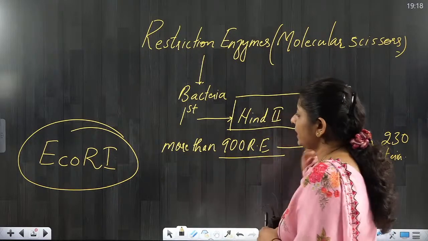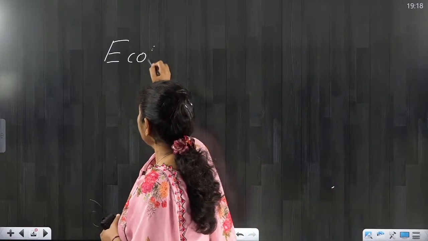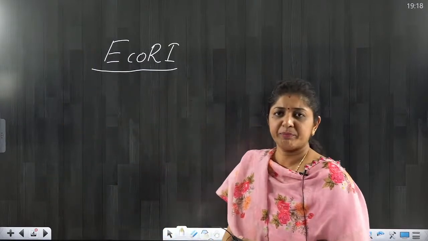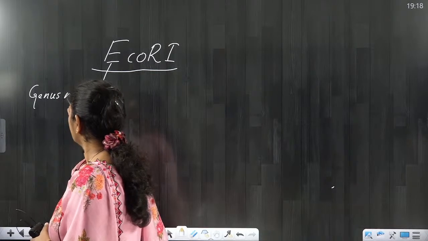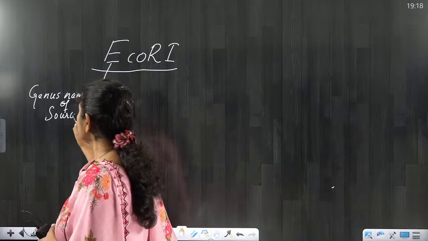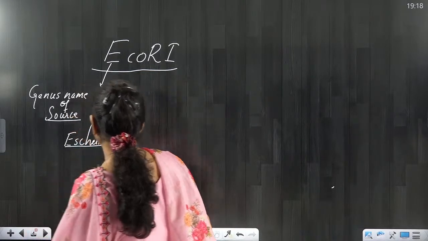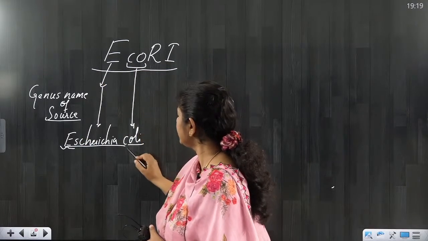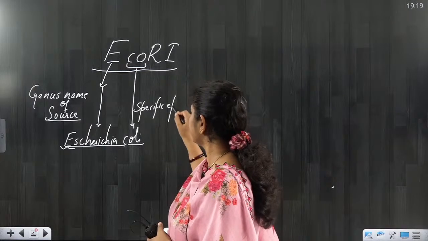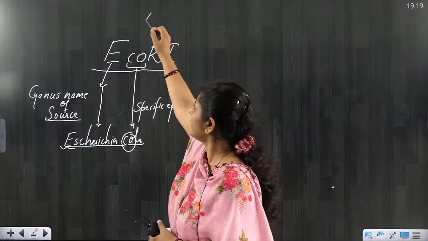So coming back to this point, if I am taking EcoRI, let's talk in more detail about its nomenclature. How are we naming this restriction enzyme? Number one, can you see the first word is E. This is derived from the genus name of its source. What is the source? That is Escherichia coli. So the first letter comes from its genus name, and the next two letters come from its species name or specific epithet. Coli is the species name, where the two letters CO are given to the enzyme name.